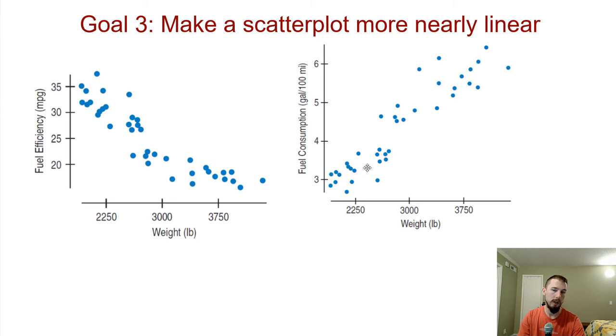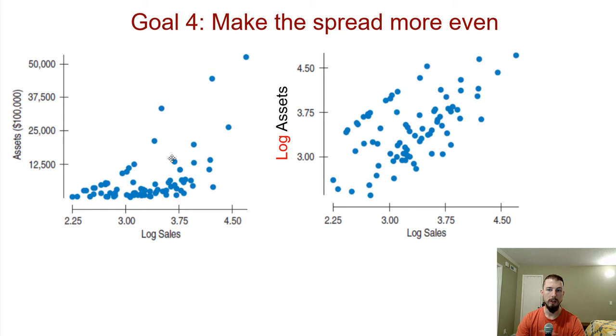So when we took the reciprocal of that, it re-expressed it and made it much more linear, which is nice because then we can actually use a linear model instead of having to use a curved model, which we don't get into in this course. It also makes the spread much more even.